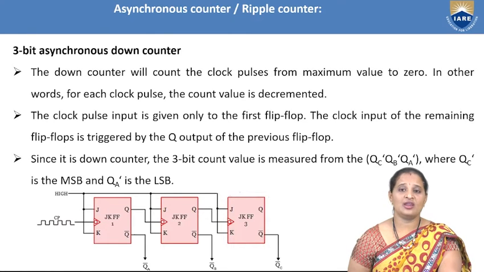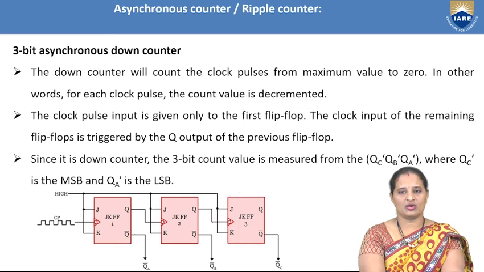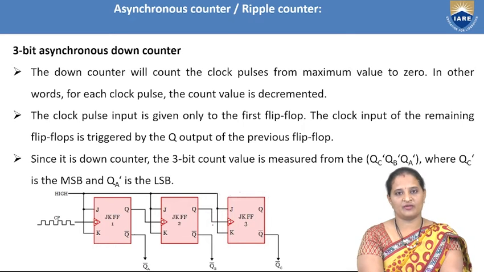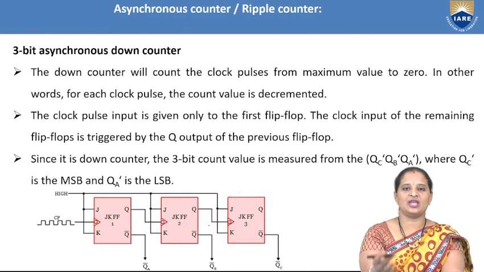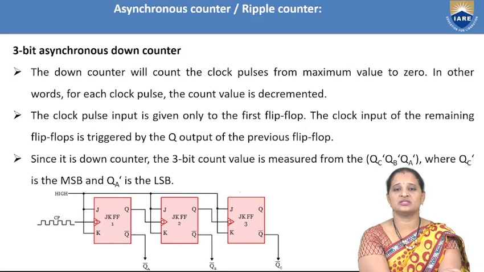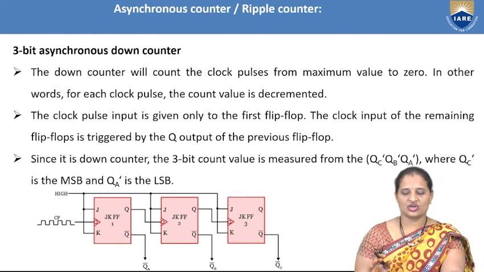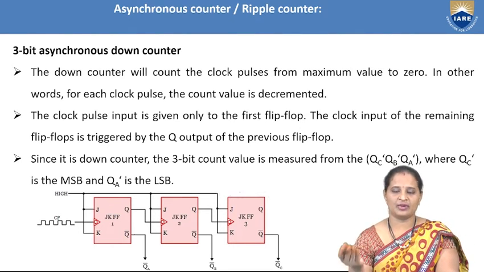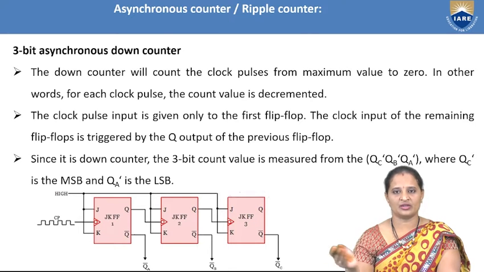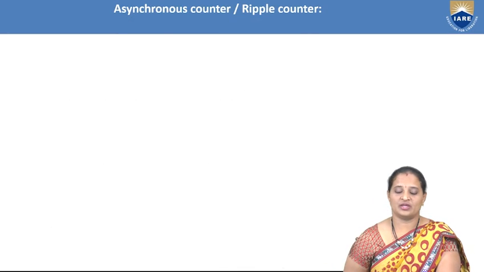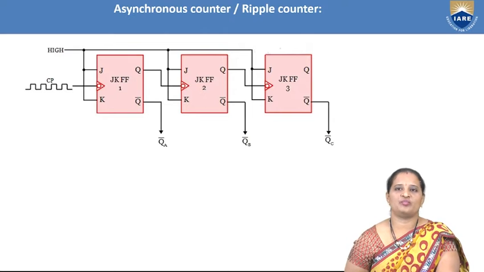What I'm doing here is connecting Q to the clock of the next flip-flop, and I'm taking the complemented output of the flip-flops as output. That means instead of taking QA, QB, QC, I'm taking QA complement, QB complement, and QC complement as the output here. Now let us see how it operates.